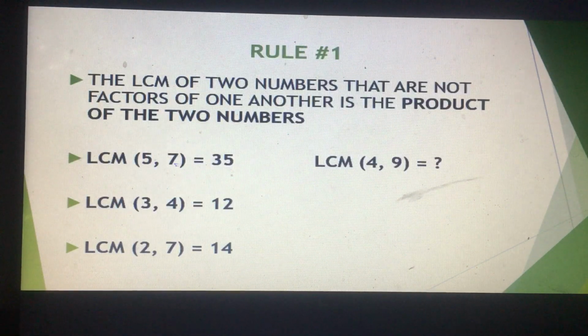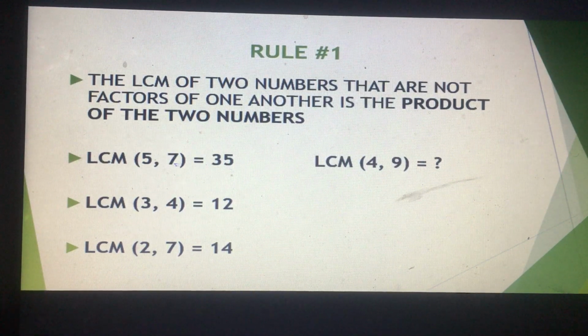So rule number 1, the LCM of two numbers that are not factors of one another is the product of the two numbers. So if I give you two numbers, say 5 and 7, the LCM will be 35, simply because 5 is not a factor of 7 and 7 is not a factor of 5. So once presented two numbers that are not factors of one another, the LCM is the product of those two numbers. Of course, 3 and 4 will have the LCM 12, and 2 and 7 will have the LCM 14, because 3 and 4 are not factors of one another, so the LCM will be the product of the two.